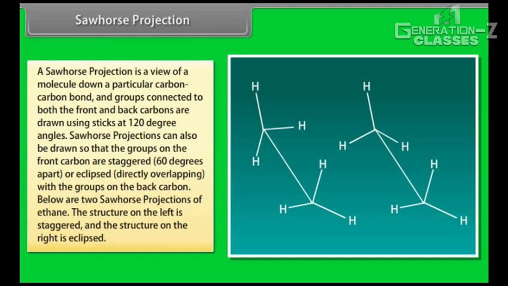Below are two sawhorse projections of ethane. The structure on the left is staggered and the structure on the right is eclipsed. These are the simplest sawhorse projections because they have only two carbons and all of the groups on the front and back carbons are identical.